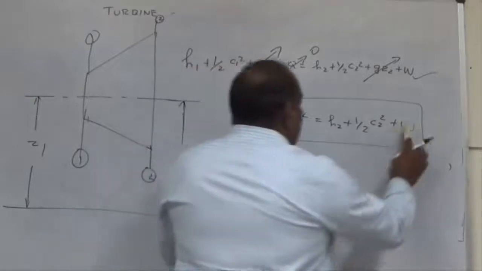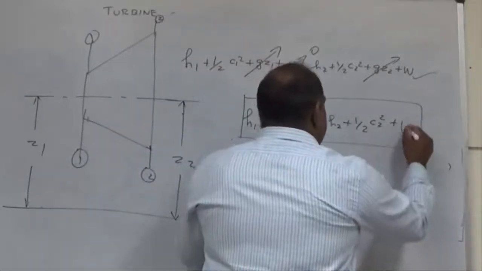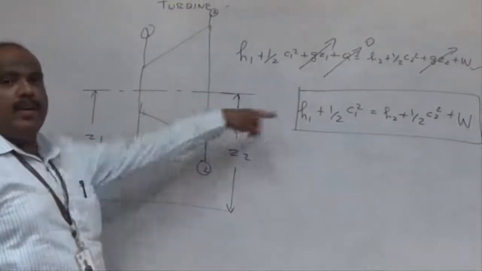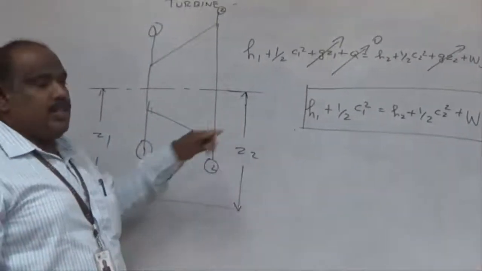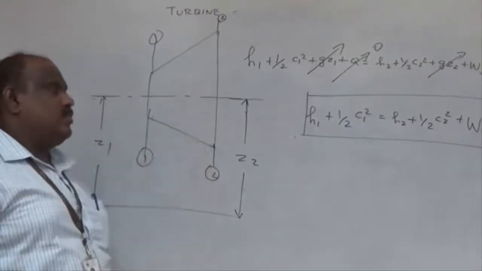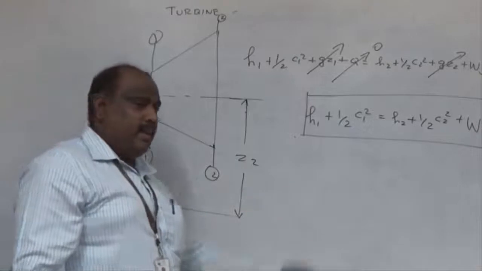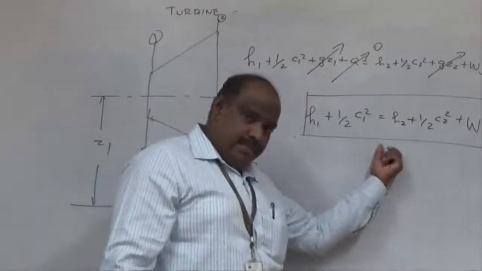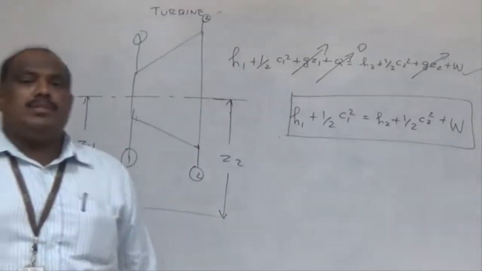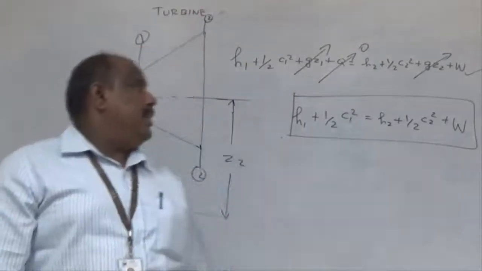Is capital plus over done. But in the problem they may give there is some heat loss. Then you have to include Q. Then the Q will be positive or negative? Negative, because heat loss is exothermic, so it's negative. So that will come to a particular problem. But the general expression for the turbine is this one: H1 plus half C1 squared equals H2 plus half C2 squared plus W.